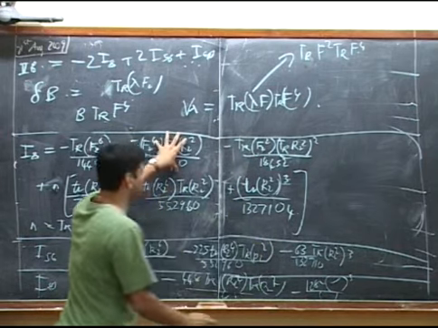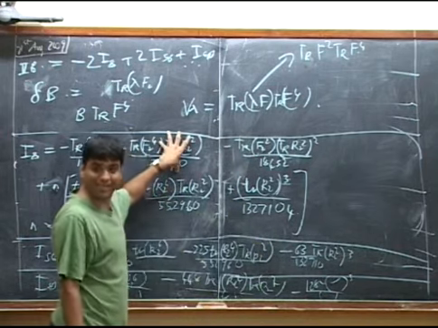For instance, if there was a term like trace X squared, this term, by this mechanism, can be cancelled by such a counter term.